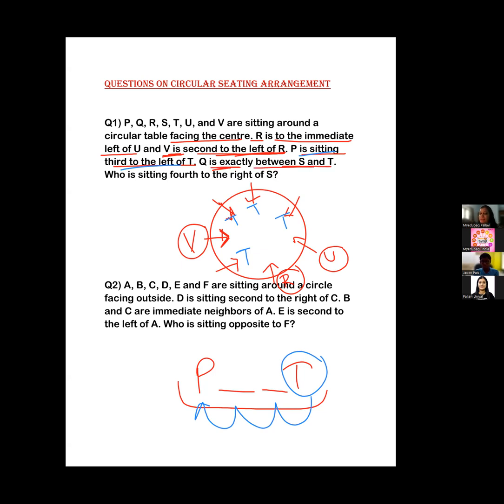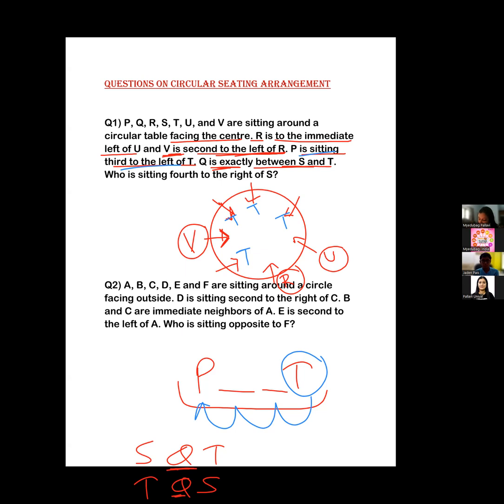Q is exactly between S and T. Again, we don't know the order; it can be like this, and it can be like this also. In both ways, Q is coming in between S and T. It's not particularly mentioned which side is which. Okay, so now what we'll do?